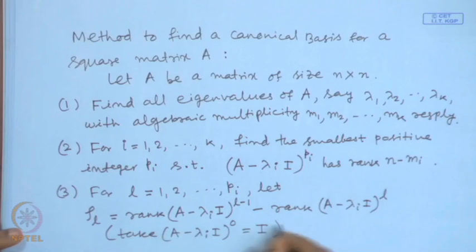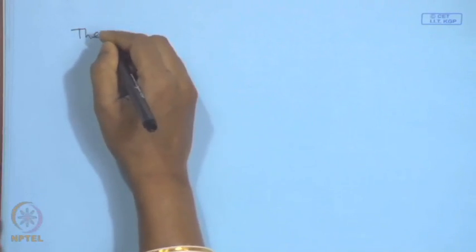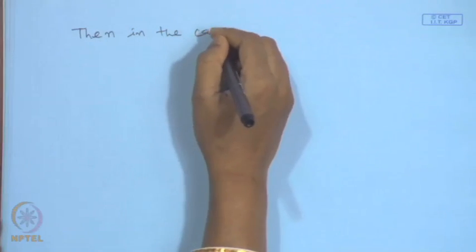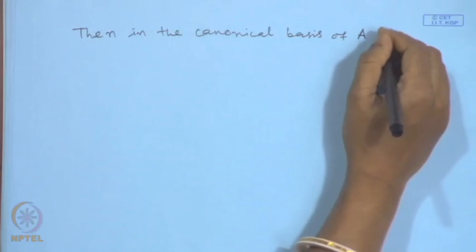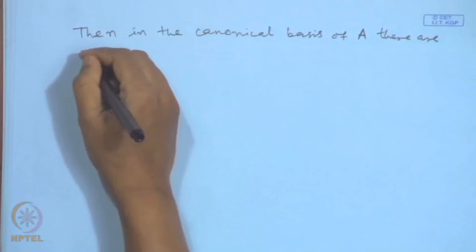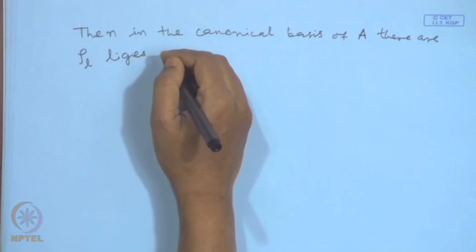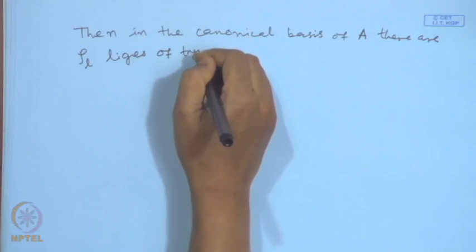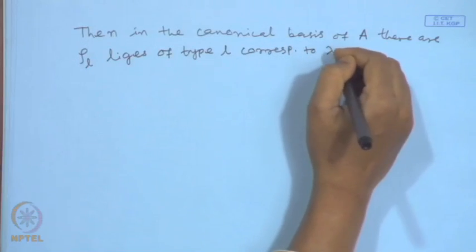This rho L we have defined plays an important role: in the canonical basis of the matrix A, there are rho L LIGEs, linearly independent generalized eigenvectors, of type L corresponding to eigenvalue lambda i.